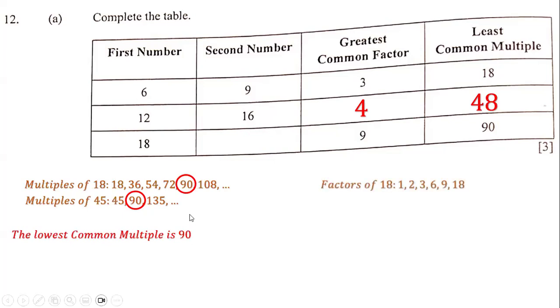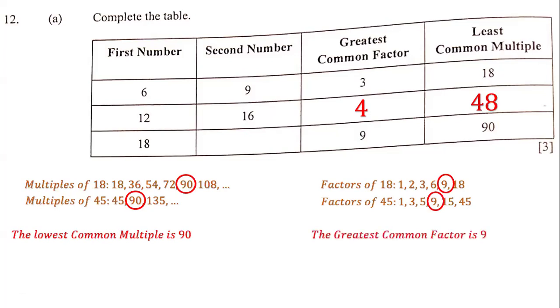Let's go with the factors of 18. The factors of 18 are 1, 2, 3, 6, 9, and 18. Let's look at the factors of 45: 1, 3, 5, 9, 15, and 45. So that means the greatest common factor of 18 and 45 is 9. So that means that the number must be 45.